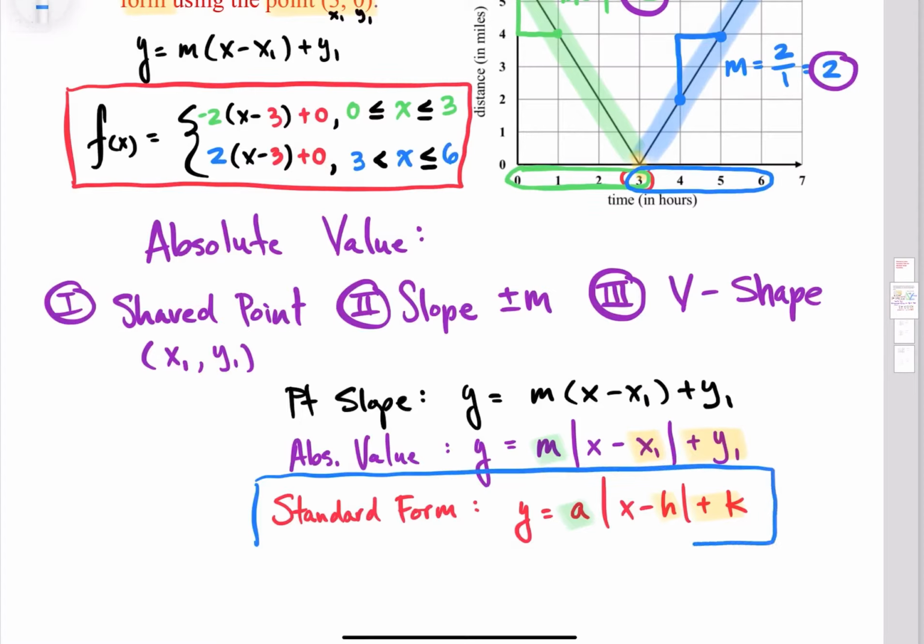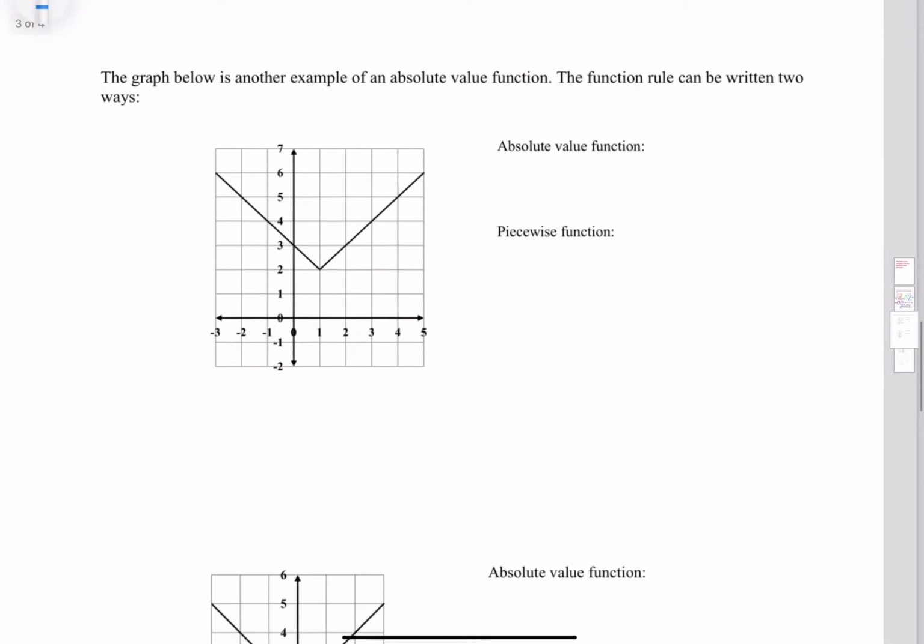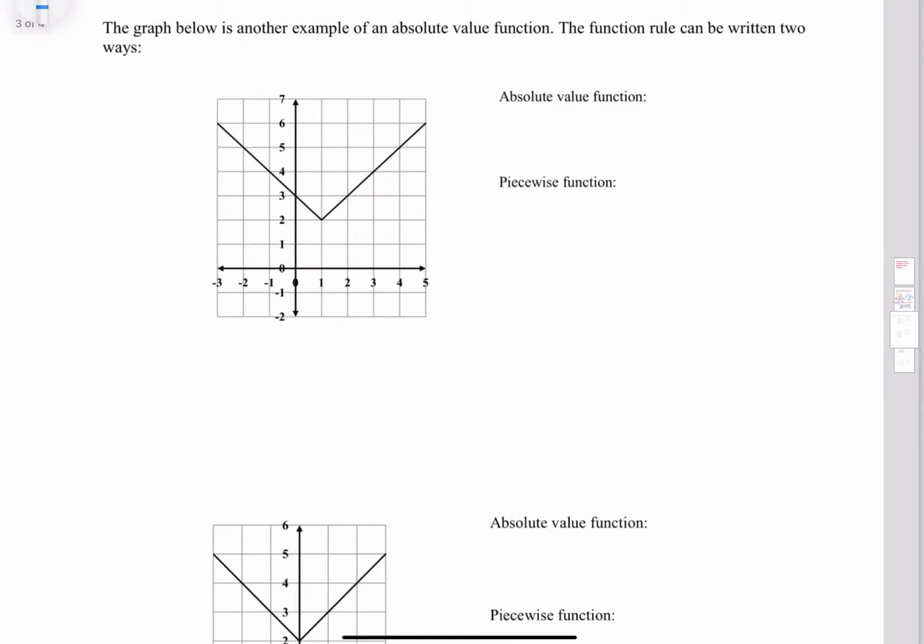The standard form of an absolute value function looks like this: y is equal to a times (x minus h) inside absolute value bars, plus k, where a is just like your slope, and h and k is your x1 and your y1, which is your vertex. So let's take a look at a few more examples and make sure that we understand how to write out our absolute value function and our piecewise function.